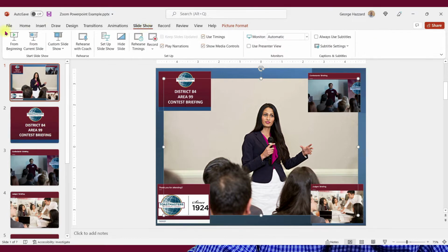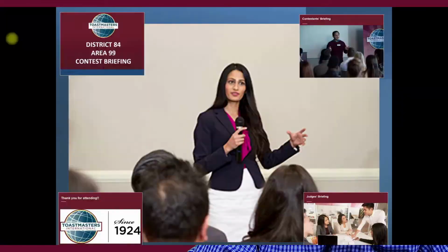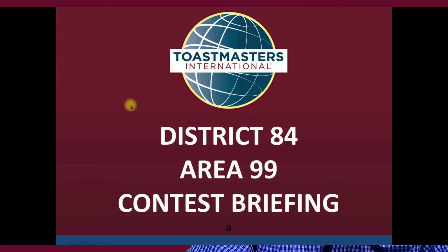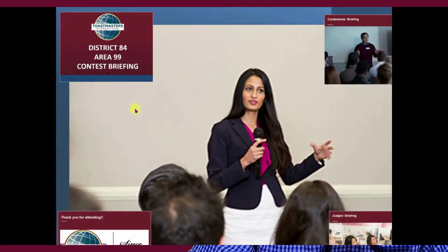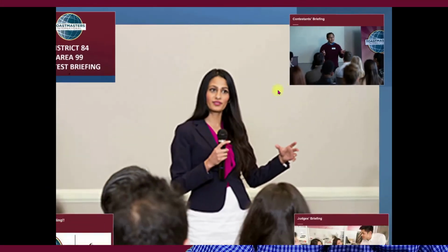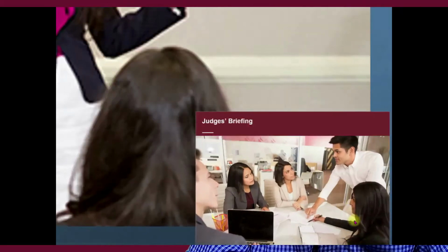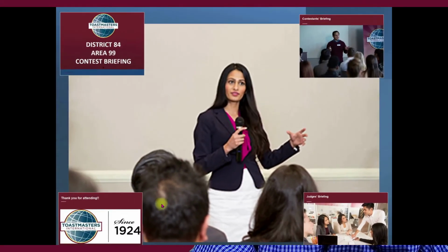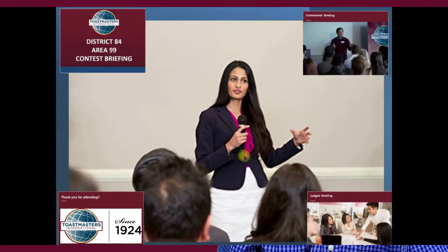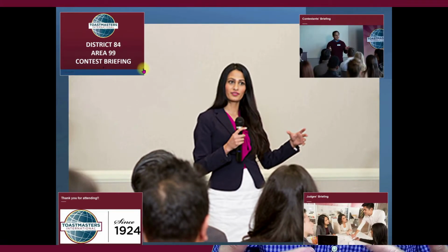We'll go to Slideshow from the beginning. Here we are. Now if I click on this top left slide, then you'll see it open up in a Zoom fashion. Then when I click again, it'll close out in a Zoom fashion. I can do it with each slide. Then we go down to Judges Briefing, and you can see it zooms open and zooms closed. And as we wrap up, we can bring this one up. And click it again, close it out.